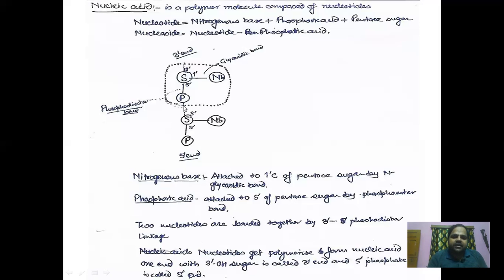And we can see here 3 dash end and 5 dash end. On the sugar side, an OH group is there. The OH group is denoted by the 3 dash end, because the OH group is attached with the 3 dash carbon of this sugar. On the other hand, the phosphorus is present on the 5 dash end. That's why the other end of the polymer of nucleotides will be called the 5 dash end. So in every place, when we see the sequence of nucleotides, one end will be called the 5 dash end, and the other end will be called the 3 dash end.